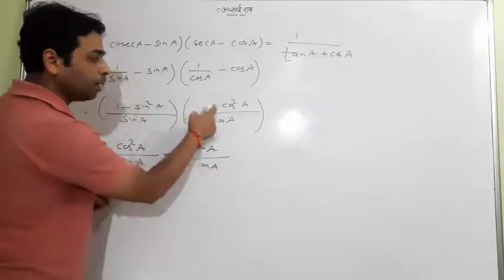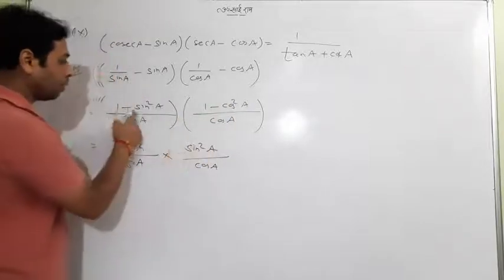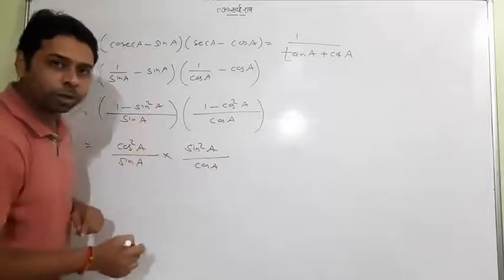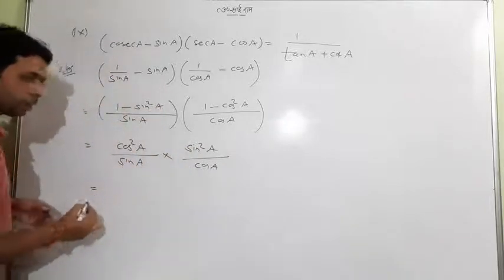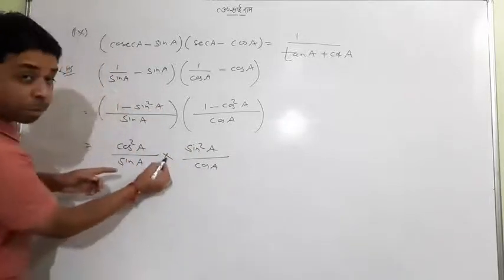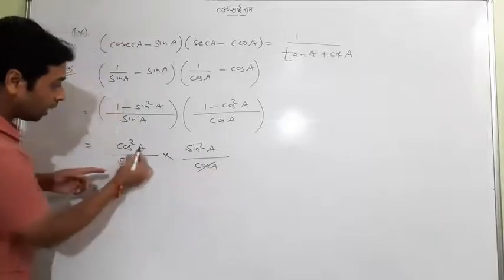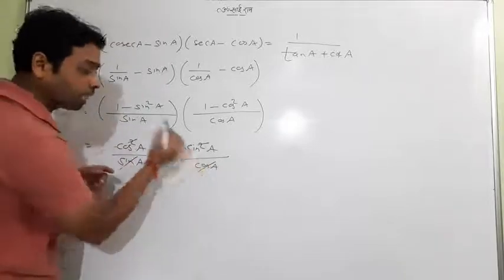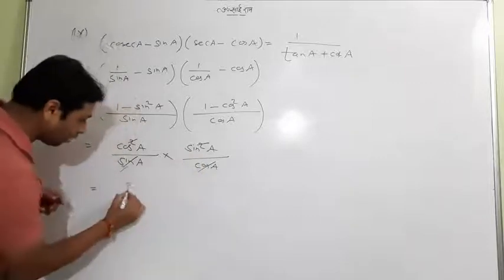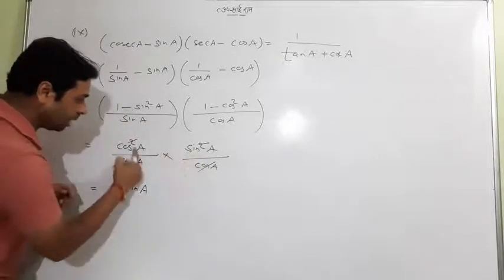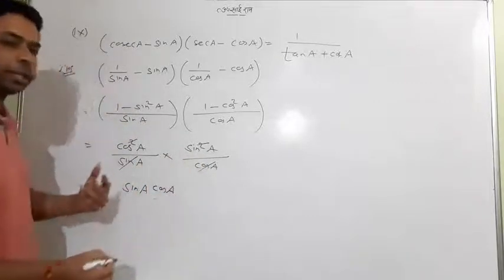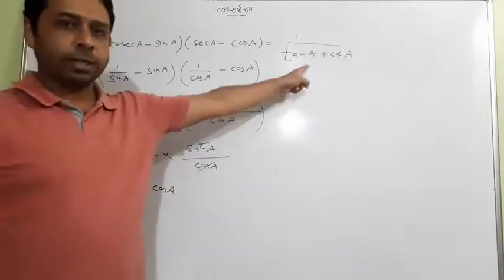You remember 1 minus cos square A equals sin square A, and 1 minus sin square A equals cos square A. You have got a term till here. Now what will I do? It is in multiplication, so single cos will cancel with single cos, and single sin will cancel with single sin. So what remains finally? We have remaining sin and cos. This is LHS, but it is not equal to the right hand side.